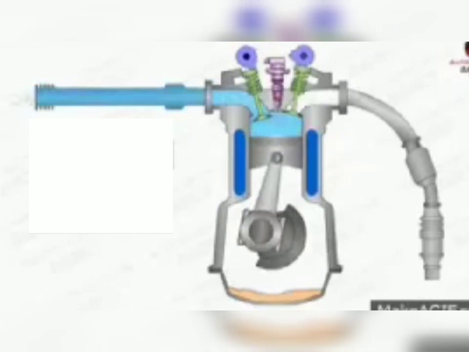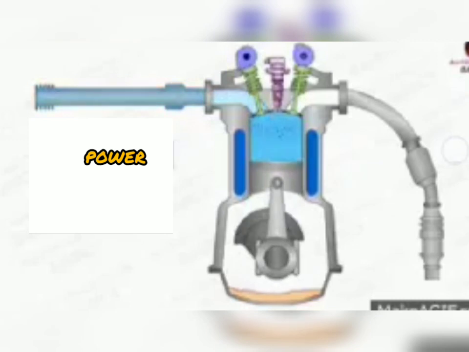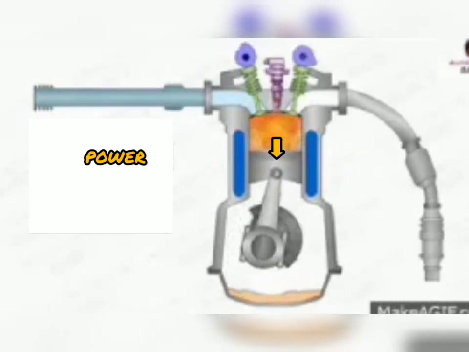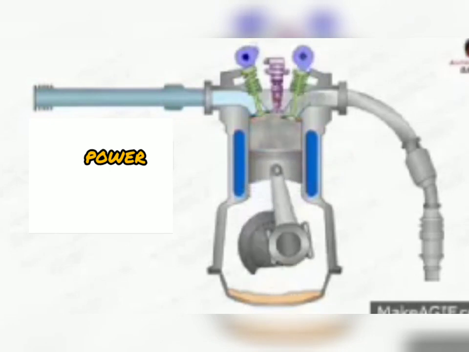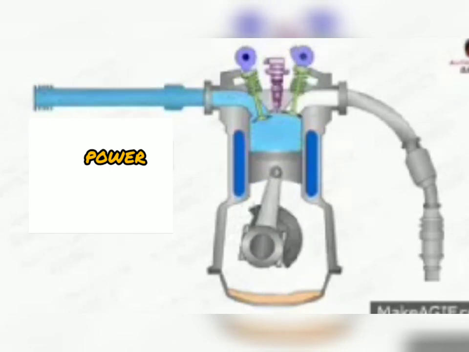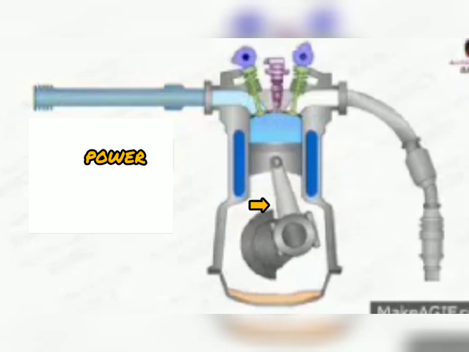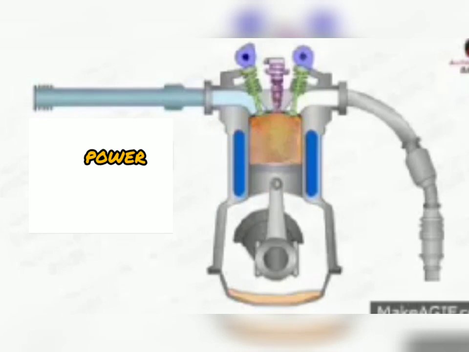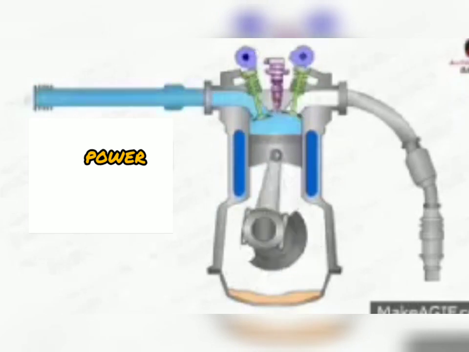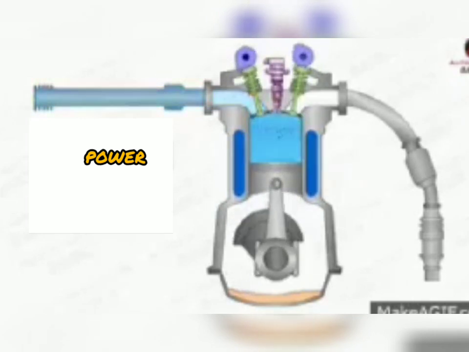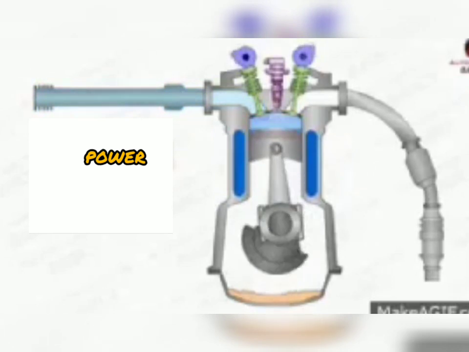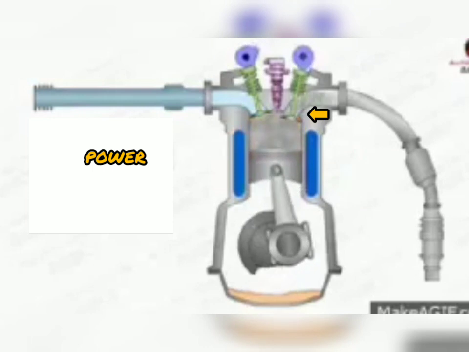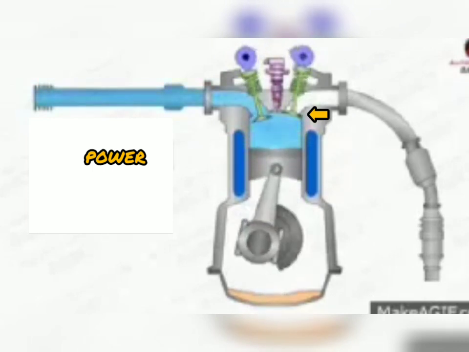The third stroke is called the power stroke. The hot gases push the piston downward. This is the effective stroke of the engine. The gas expands through the increasing volume, and through the connecting rod and crank transmits the developed energy to the rotating crankshaft. Shortly before the piston reaches the bottom dead center, the exhaust valve opens and the products of combustion begin to escape through the exhaust ports to the outside.